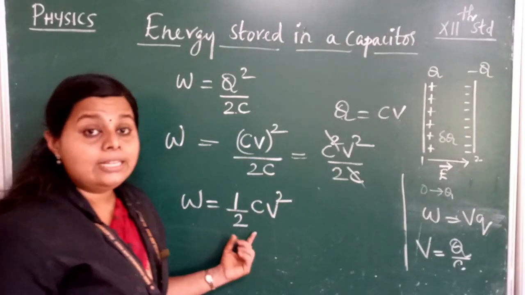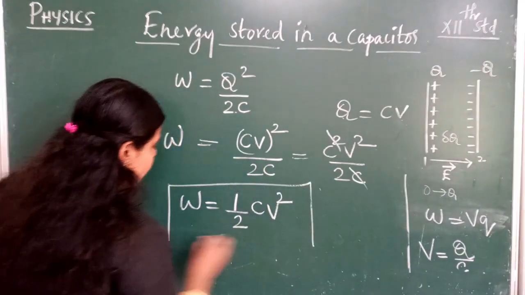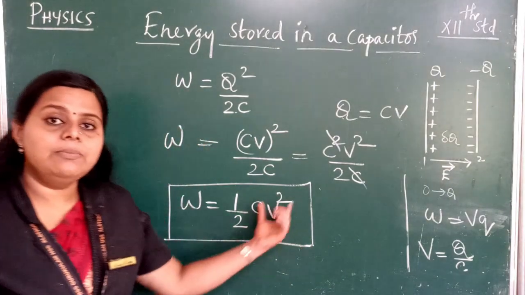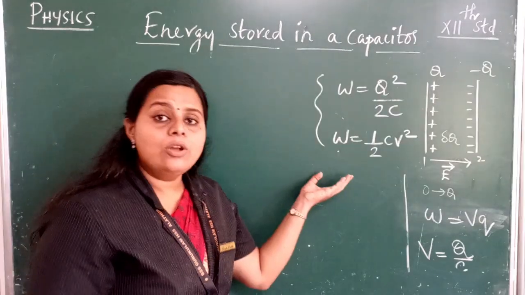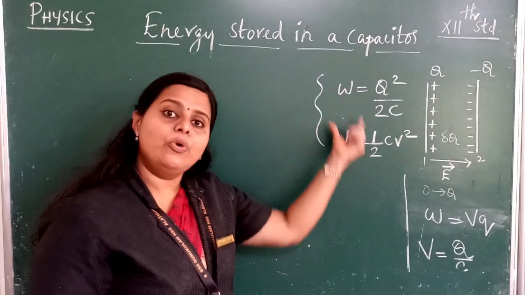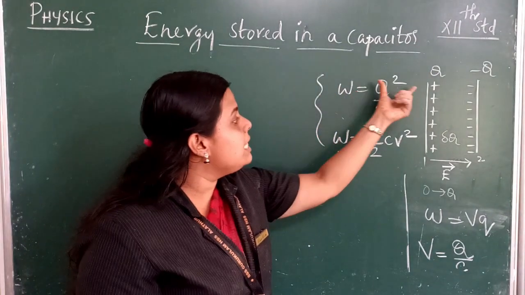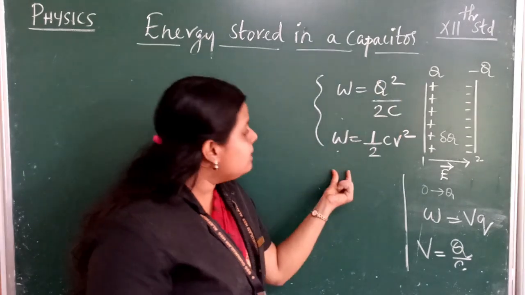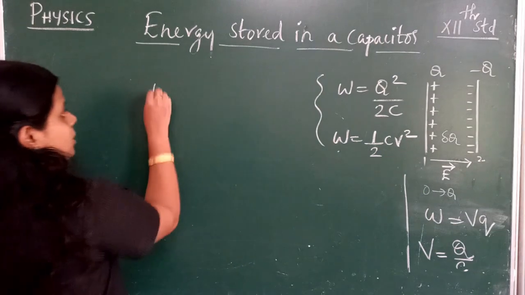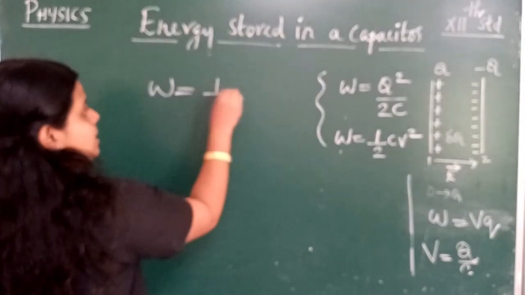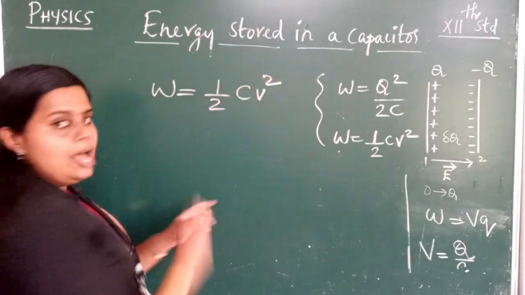This is another expression. So we can express work done in terms of capacitance and potential difference. Here we got two different expressions for work done. The first one is W is equal to Q square by 2C, and the second one is W is equal to half CV square.